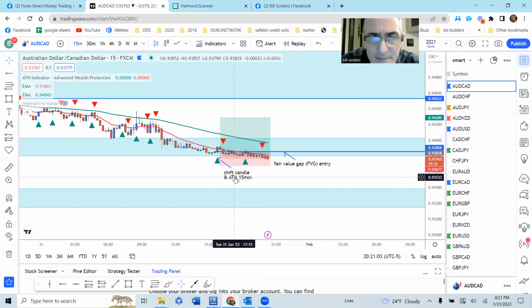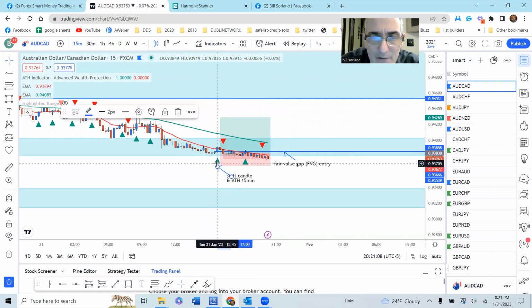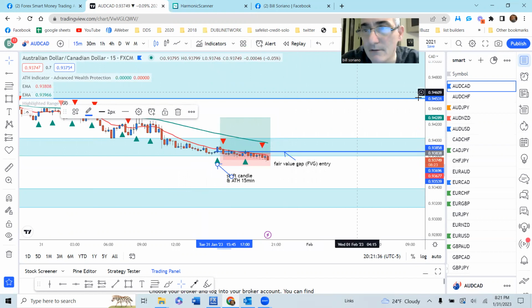On the 15-minute chart, we were able to get an ATH right here, and this came out at 15:45 today, so about 3:45 p.m. Eastern time. Not the best time to open a trade, first of all, so that's one strike against it. The second strike is the confirmations on the 15-minute chart. I really don't like to take confirmations off the 15-minute chart because a lot of times they're not as valid as the 1-hour and the 4-hour confirmations that you get.